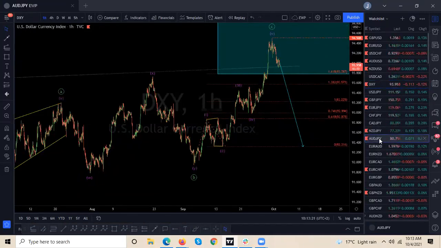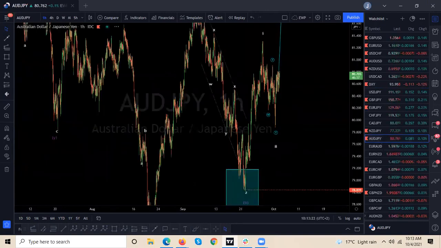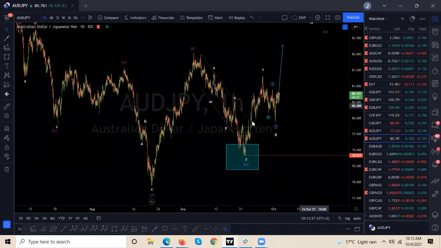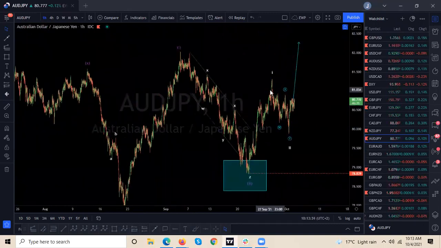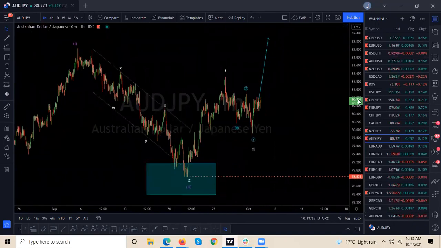AUDJPY. Okay. So AUDJPY, we've been looking at this here. We've got the trade that was running here from here. So we're just doing some trade management on that one. You should be running the trade already risk-free. Now, the latest trade setup that we were expecting was this one here.